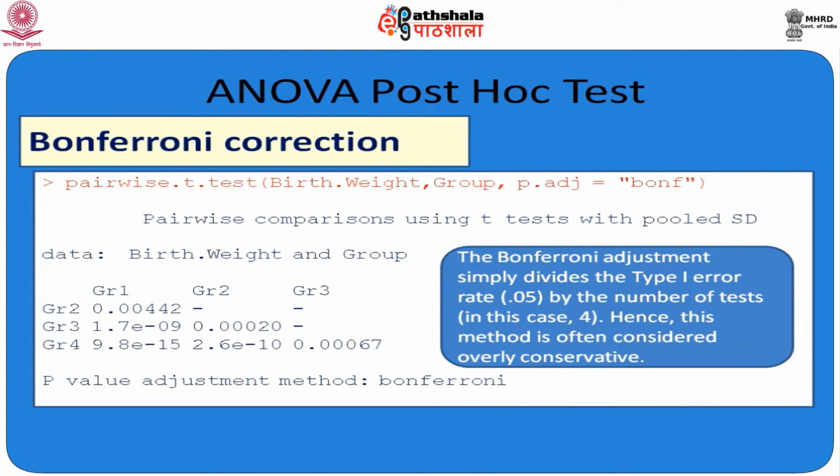As I mentioned, the Bonferroni adjustment simply divides the type 1 error rate by the number of tests that you are going to perform, in this case 4. So it would be 0.05 by 4, that would be the required type 1 error for each test. But remember, you don't need to check against that value, because this is the adjusted p-value. Hence we divide equally over all the tests that you are going to perform. This method is often considered overly conservative.